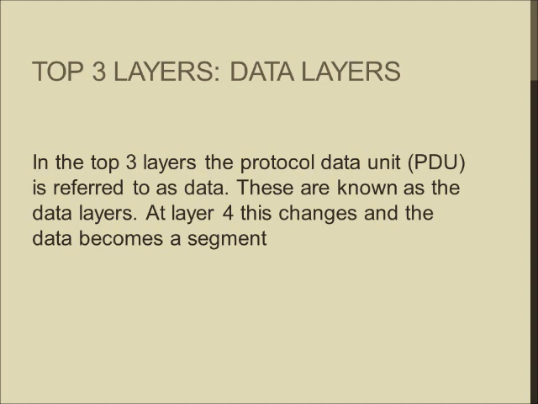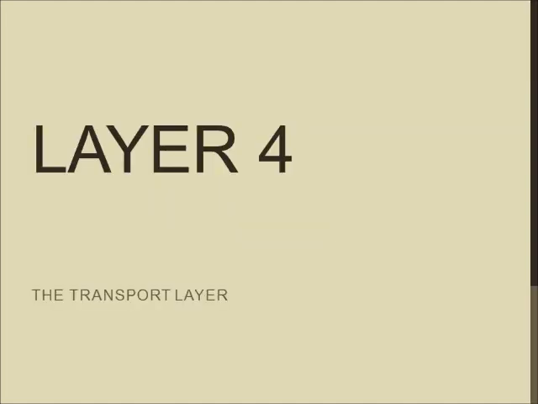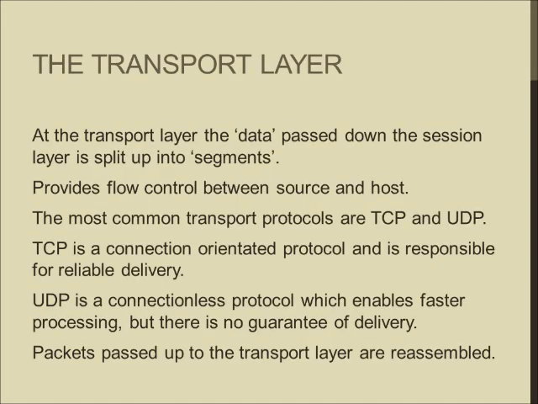In the top 3 layers, the protocol data unit, or the PDU, is referred to as data. These are known as the data layers. At layer 4 this changes and the data becomes a segment. Layer 4. At the transport layer, the data passed down from the session layer is split up into segments. It provides flow control between source and host. The most common transport protocols are TCP and UDP.